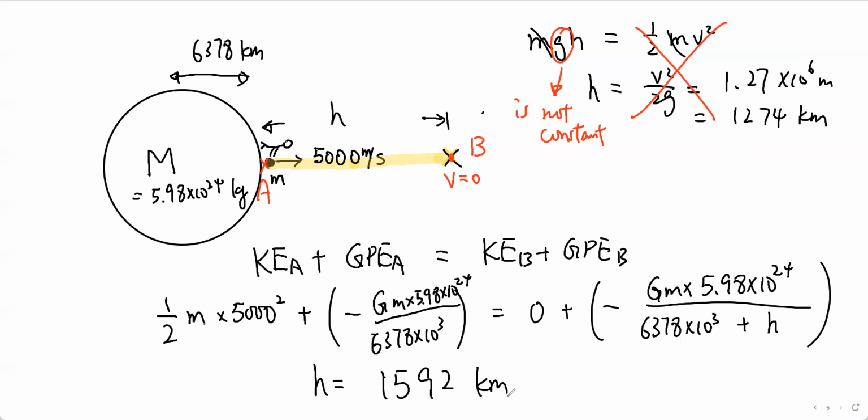We cancel out from the left hand side and right hand side. You divide the small m on the left hand side and right hand side.